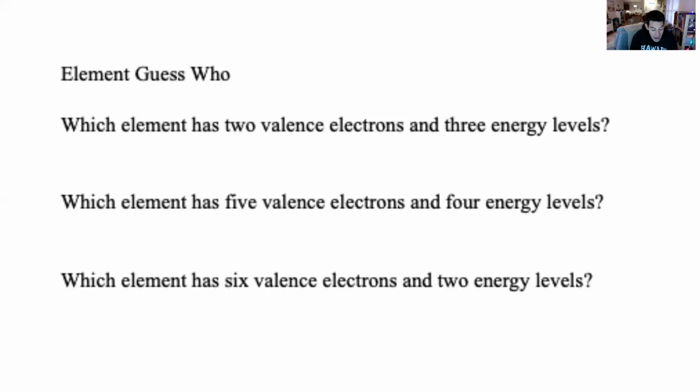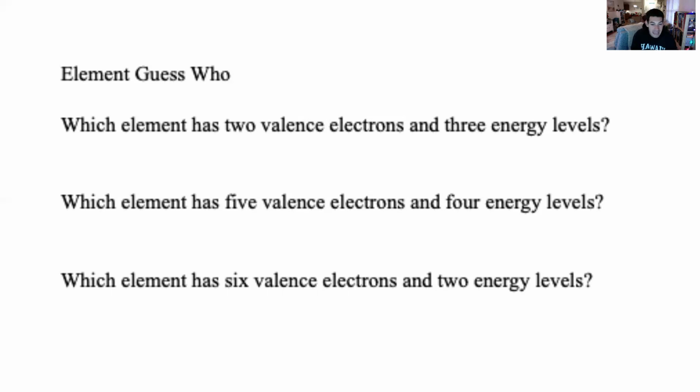Which element has 5 valence electrons and 4 energy levels? So now again, I am in row 4, and I'm going all the way over to group 15. It is As, which is arsenic. Again, don't go to group 5 for valence electrons. Go to group 15 because we skip groups 3 through 12.